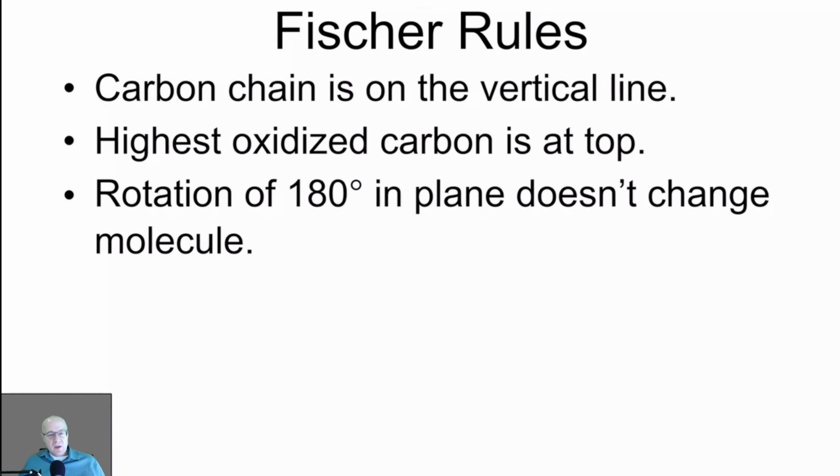Fischer rules. The carbon chain is on the vertical line. So the carbon chain is on the line running up and down. The highest oxidized carbon is always on the top. So the carbon that has the most bonds to oxygen is on the top. It could be some other way, but it's almost always bonds to oxygen.